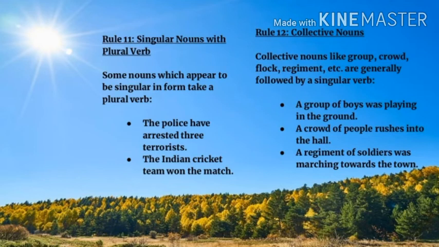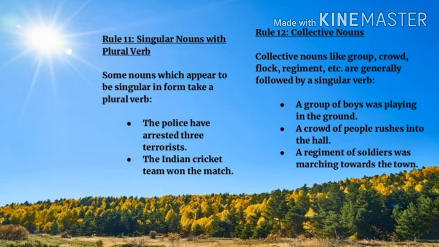Rule number 12 related to subject verb concord deals with collective nouns. Collective nouns like group, crowd, flock, regiment, etc. are generally followed by a singular verb. For example, a group of boys was playing in the ground. Here, a group of boys is a collective noun, but the singular verb was playing is used. Why is it so? We have to consider the group of boys as a single unit. That's the reason. See the next example.